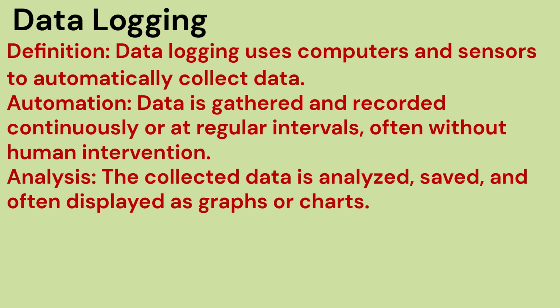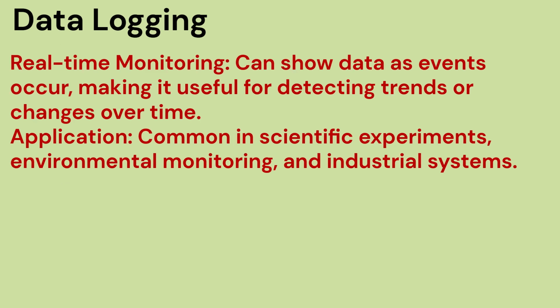Definition: data logging uses computers and sensors to automatically collect data. Automation: data is gathered and recorded continuously or at regular intervals, often without human intervention. Analysis: the collected data is analyzed, saved, and often displayed as graphs or charts. Real-time monitoring: can show data as events occur, making it useful for detecting trends or changes over time. Application: common in scientific experiments, environmental monitoring, and industrial systems.